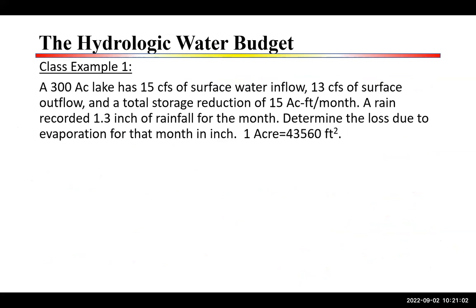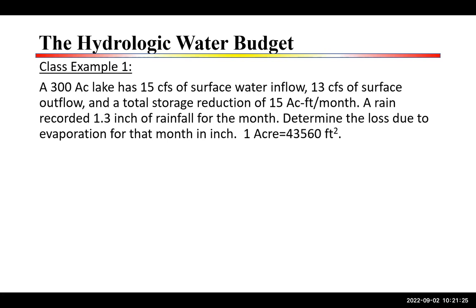A 300 acre lake has 15 cubic feet per second of surface water inflow, and 13 cubic feet per second of outflow. A total storage reduction of 15 acre feet per month. A rain recorded 1.3 inches in the month. Evaporation loss for that one.